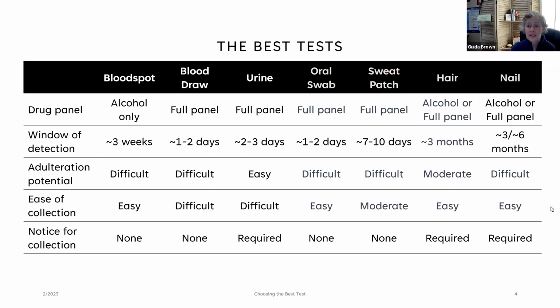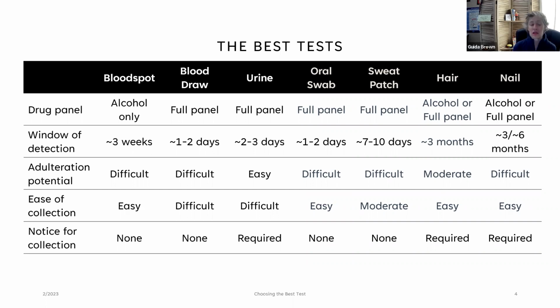So the best tests, we're looking at blood spot through the nail test. So blood spot can only test for alcohol. It has about a 3-week window of detection. Now, none of these tests are abstinence tests. What they are is tests for misuse or tests for use. They don't tell us if somebody didn't use at all. They tell us if somebody used regularly. The blood spot is a pretty close abstinence test looking at a 3-week period, but again, it's not testing for abstinence. Again, it only tests for alcohol, 3 weeks.